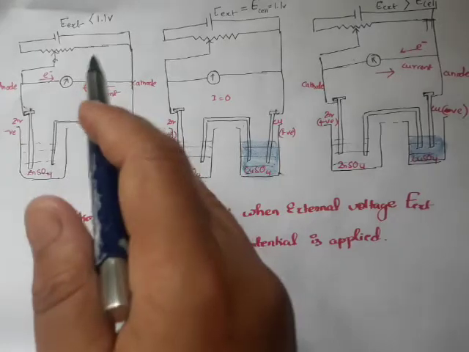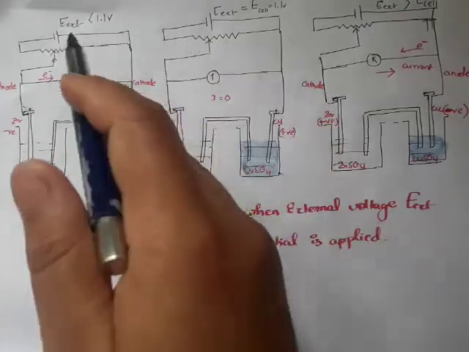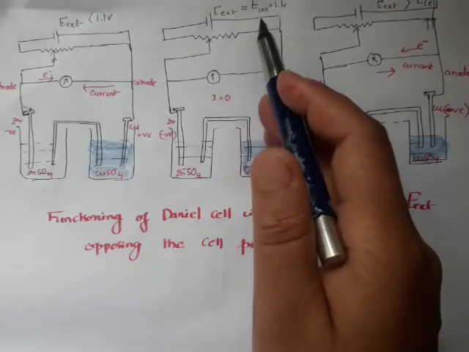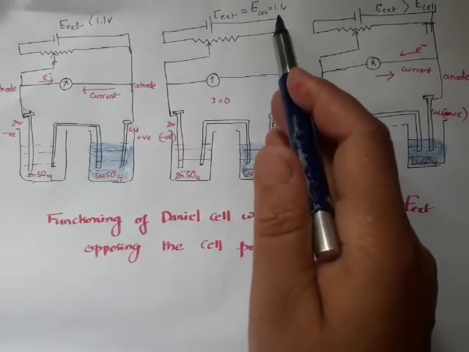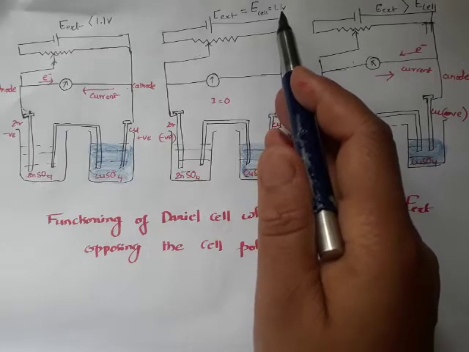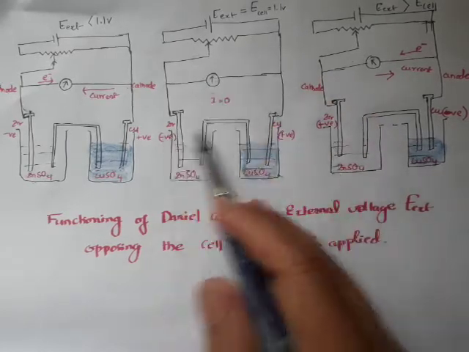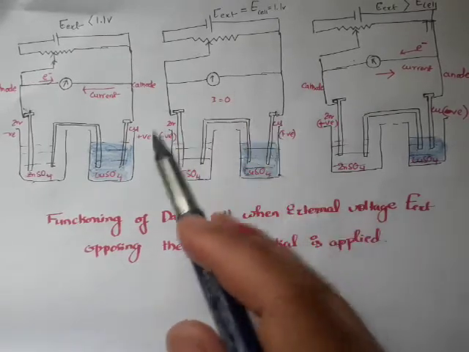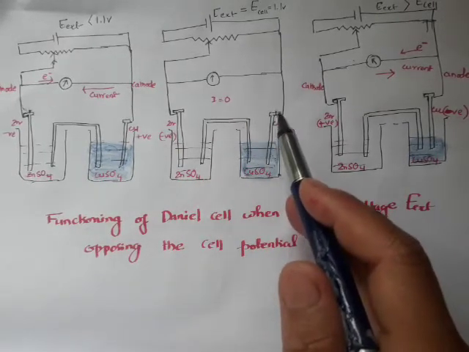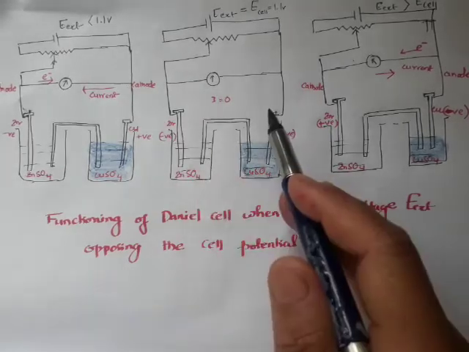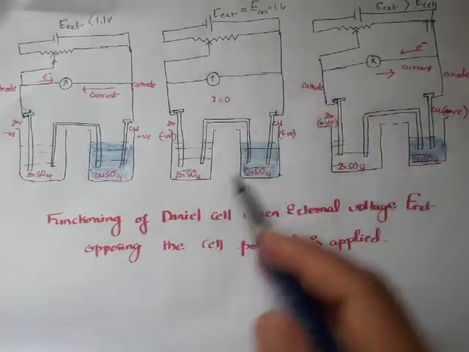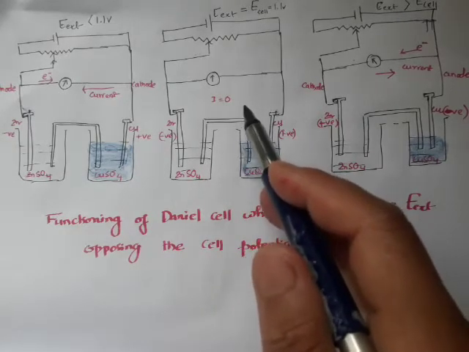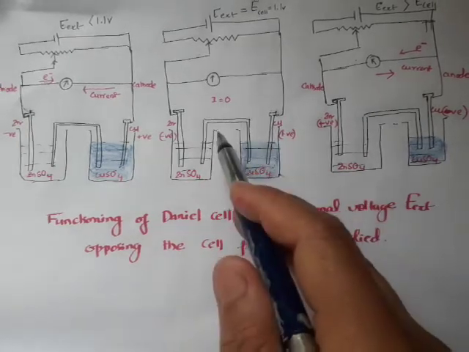When you slowly increase the applied voltage and it becomes just equal to the cell potential, that is 1.1 volt, then what will happen? There will be no flow of electrons from the zinc to the copper electrode, and current will not flow from the copper electrode to the zinc electrode. This stage is what we call equilibrium. The cell will attain equilibrium.